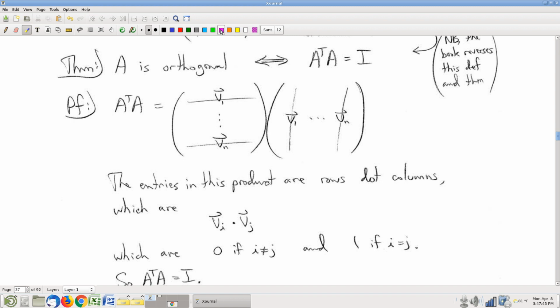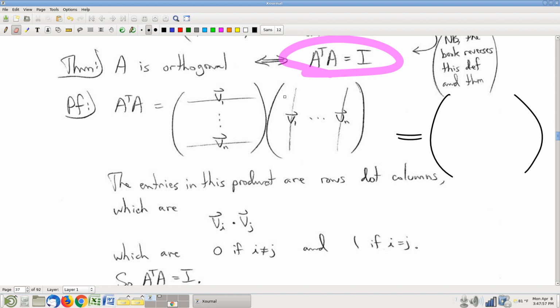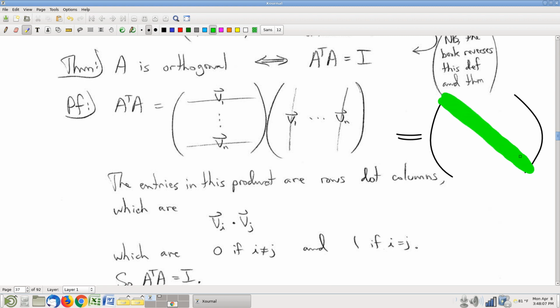Let's compute this product. I need for this product to turn out to be the identity. We're just going to multiply that out. And again, that's why I assert that this is going to be the identity matrix. I'm going to show that this is the identity matrix by computing its elements, in some sense, one at a time.